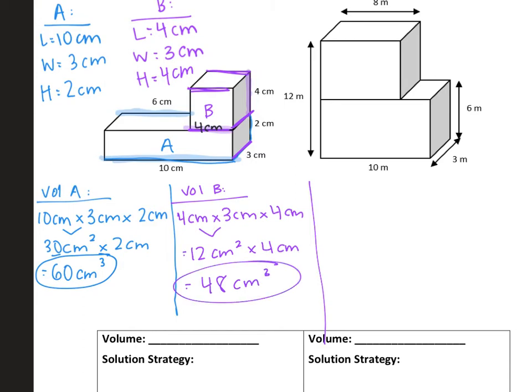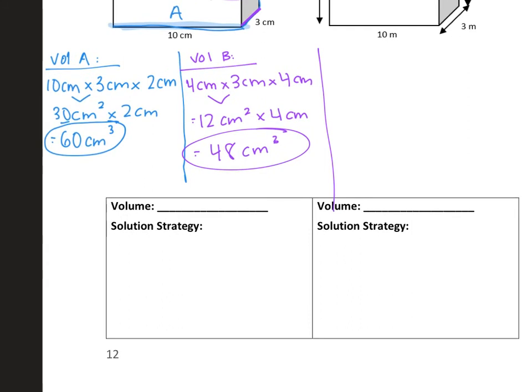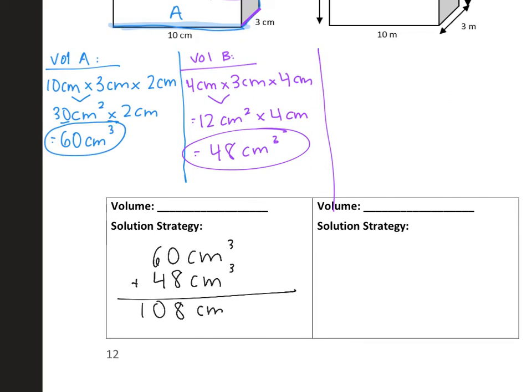So now I have my volume for prism A and prism B. So to find the combined volume, the total volume, I'm going to say 60 cubic centimeters plus 48 cubic centimeters, and add those two together. 8 plus 0 is 8, 6 plus 4 is 10, so that gives me 108 cubic centimeters as my total volume.